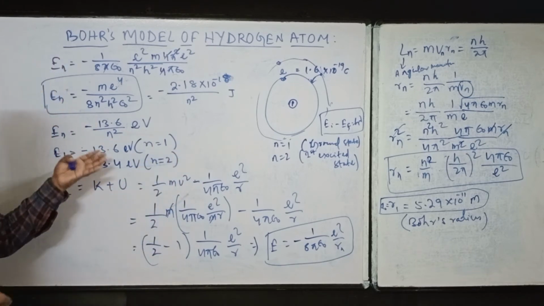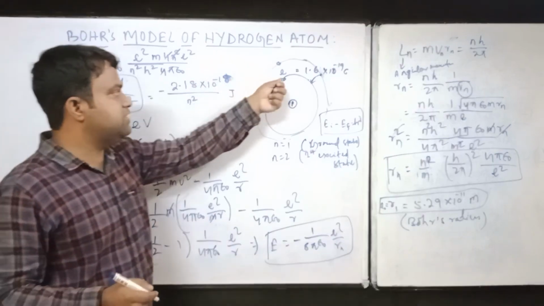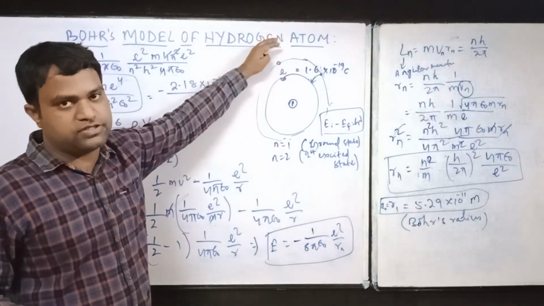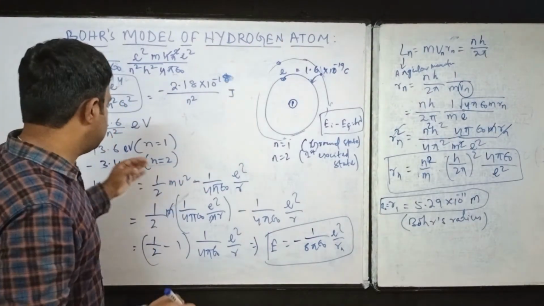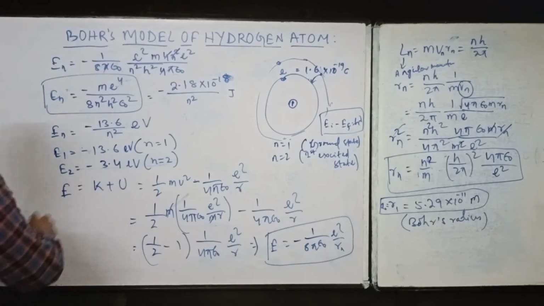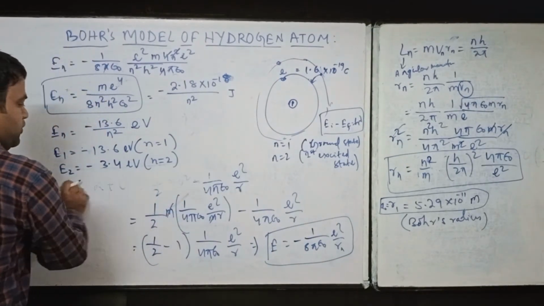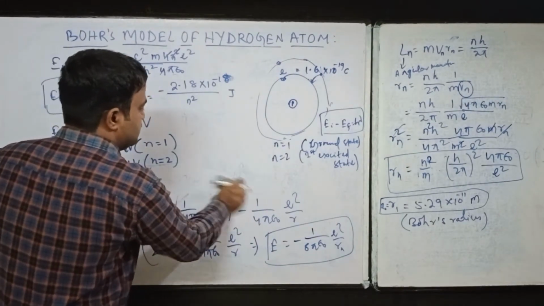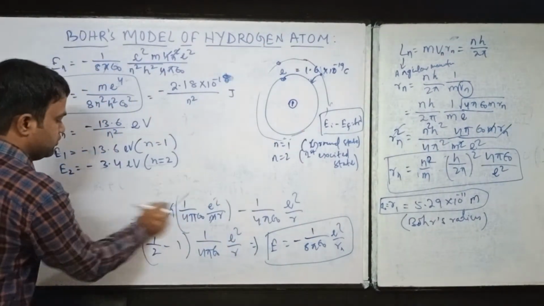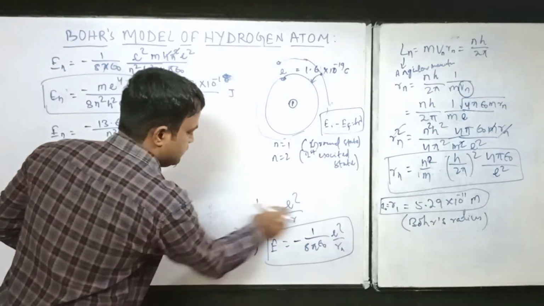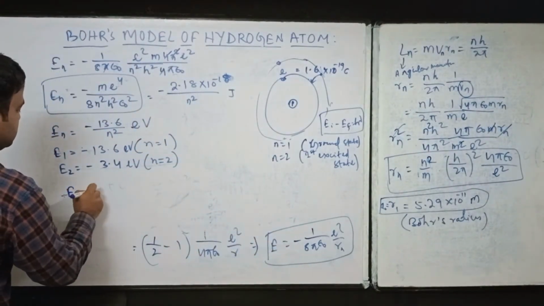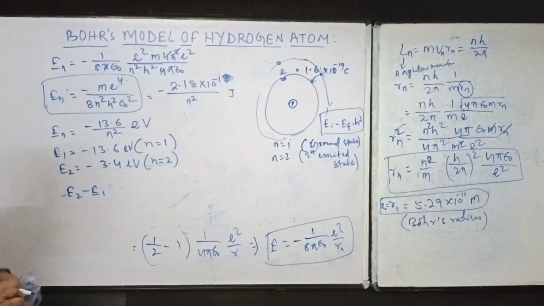Now from here you can calculate how much energy is needed to take one electron from the ground state to the first excited state. You can just subtract and find out the energy needed for an electron to jump from the ground state to the first excited state. So how will you do that? Simply you subtract the energy, that is final state E2 minus E1.